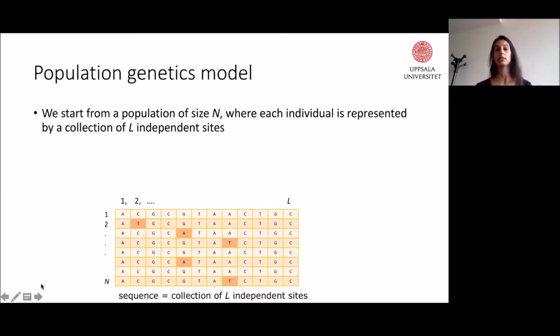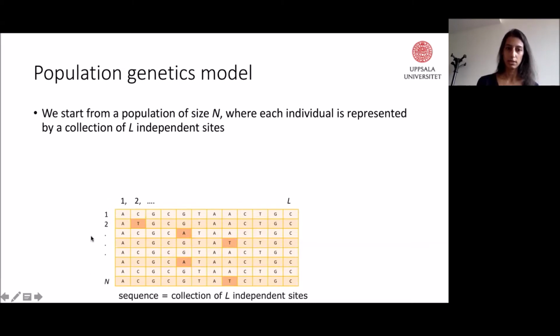We start from a classical population genetics model, where we start from a population of size n. Each individual is represented by a sequence, because that's what we do in phylogenetic analysis. Our sequence is a collection of L independent sites, where the assumption of independence is a classical assumption within phylogenetic analysis. I'm happy to discuss possible consequences of the assumption after my presentation.